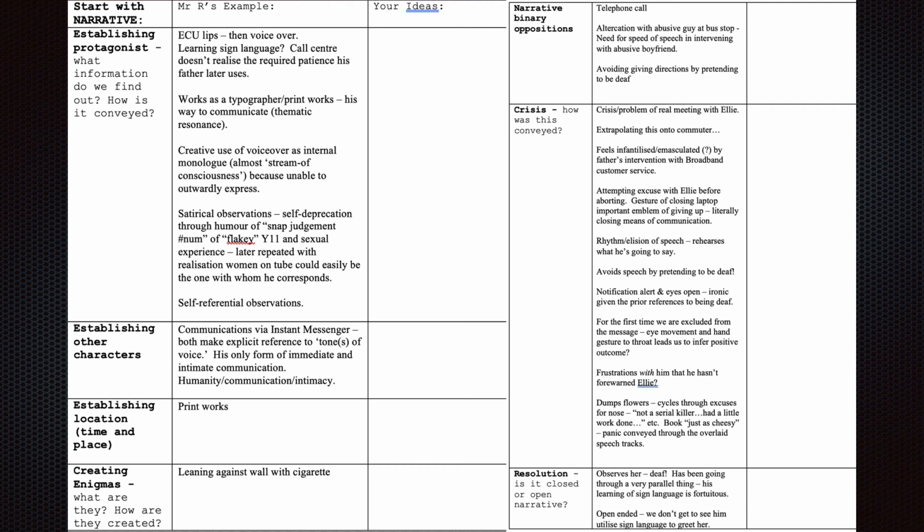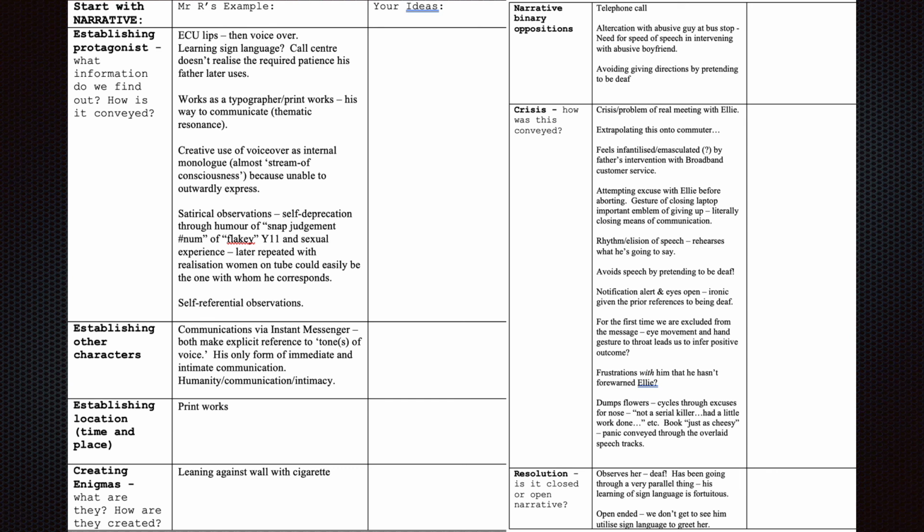attempting the excuses via the text messaging with Ellie before aborting those excuses, that gesture of closing the laptop becoming an important emblem of giving up, literally closing the means of communication, but not quite, leaving it just slightly open. The way that he practices the rhythm and the elision of speech to try to speak and make an observation to Dad eloquently, avoiding speech by pretending to be deaf.